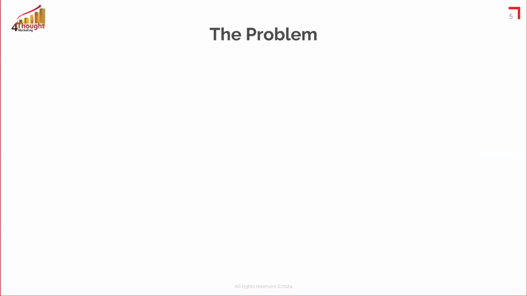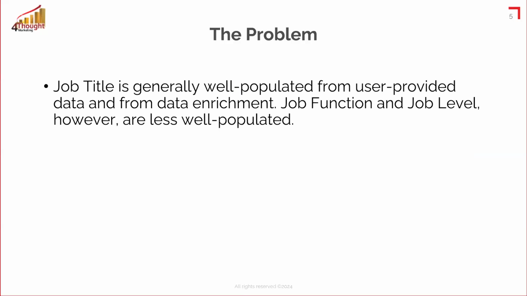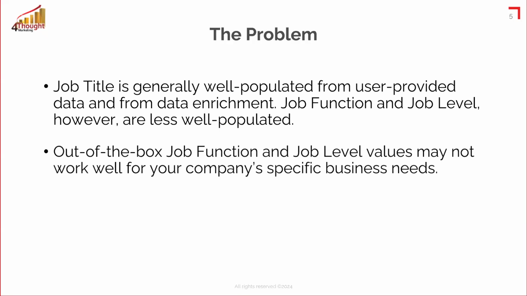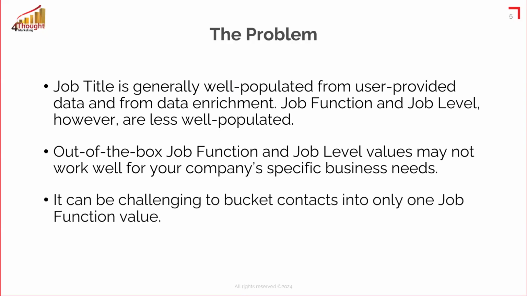So many of us have a problem where we have job title fairly well populated, if not completely populated, using user-provided data or from a data enrichment source. However, often function and level are less well populated, or they're not the values that we need to be able to segment according to our needs. Also, it can be challenging when looking at a job title or a professional section to know which job function value to assign if you're only allowed to choose one.